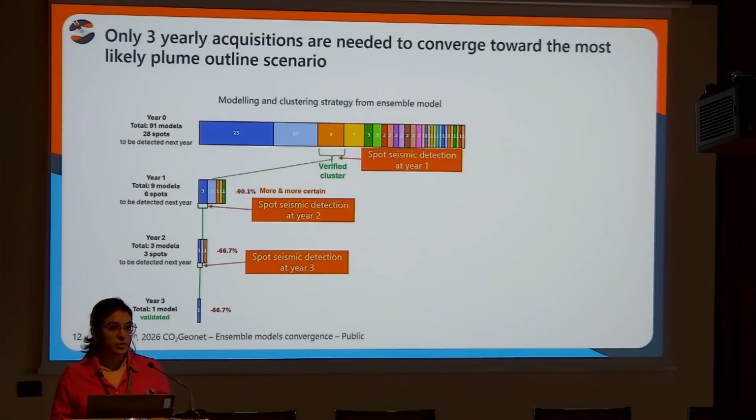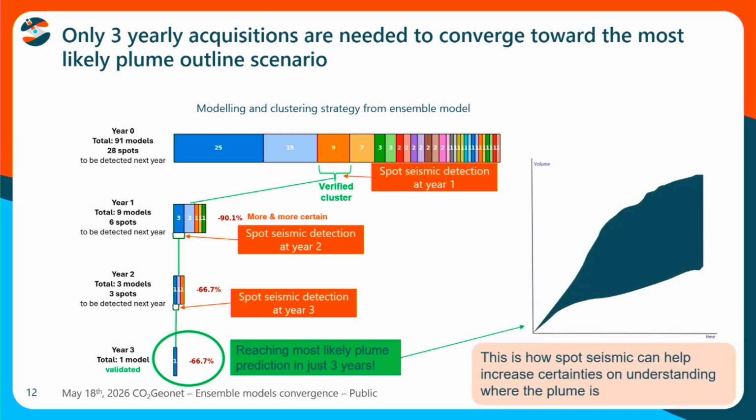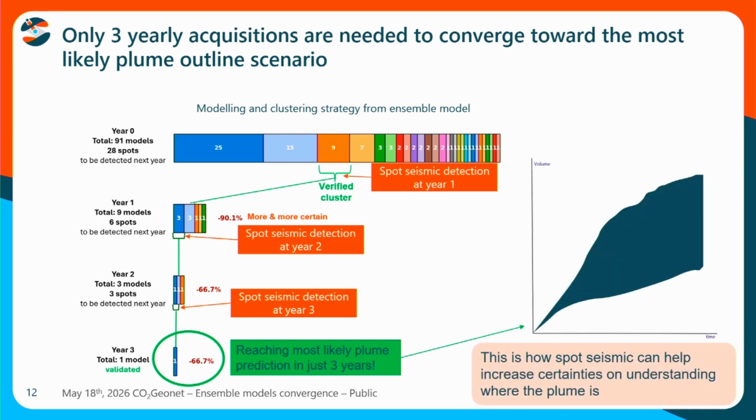until you reach convergence. The idea here is to see how fast we can reach this convergence. So in this example, we converge towards the correct plume scenario in just 3 years. So that's how we can help reduce uncertainties while injecting on the field.